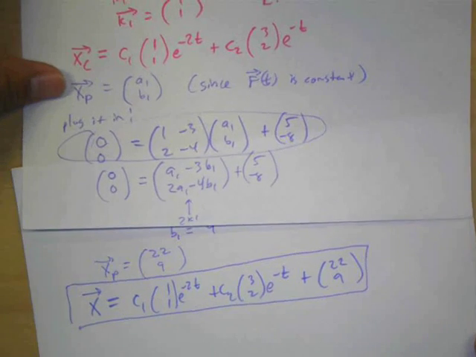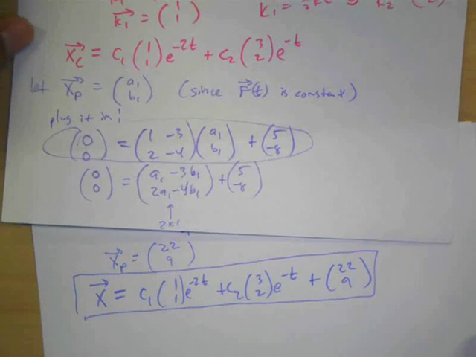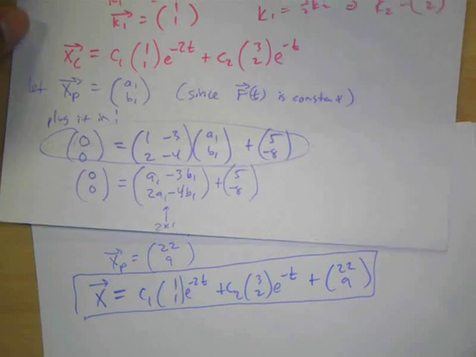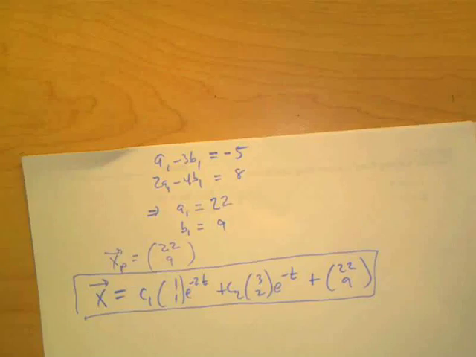Anything else? So if there's a t in there, you do it the same way. We'll do one more example, a little bit more complicated. The idea basically is looking at the f of t and being able to identify what the particular solution must look like. And if you can do that, then you should be in good shape.